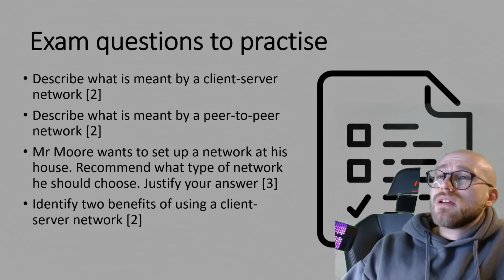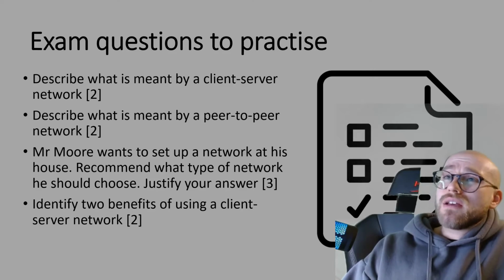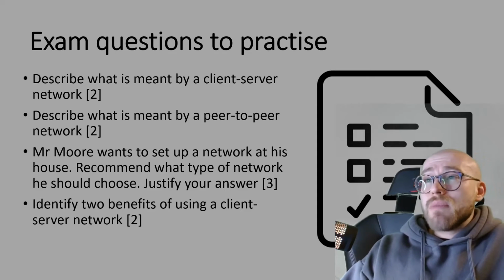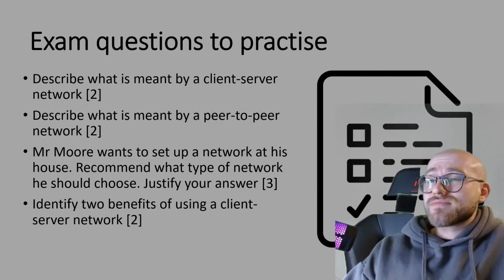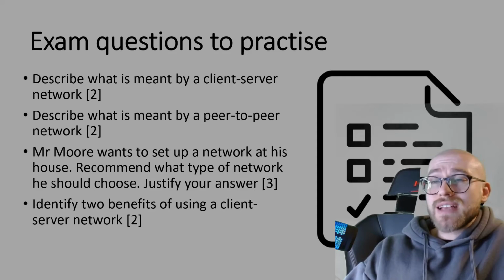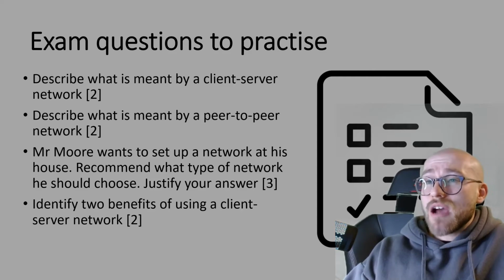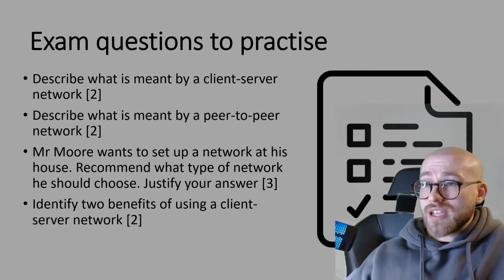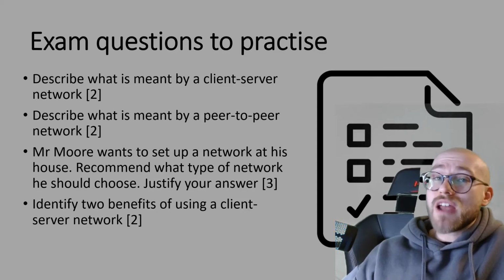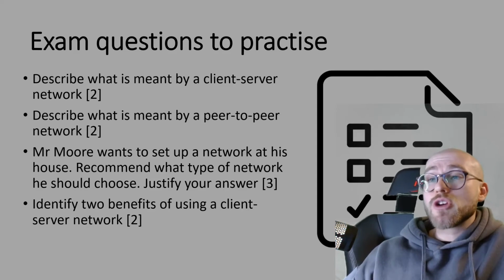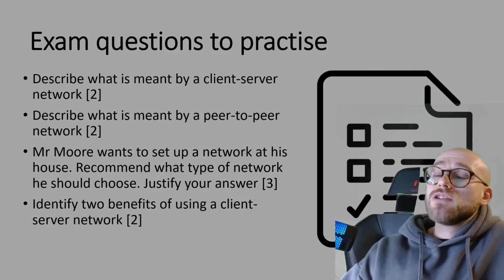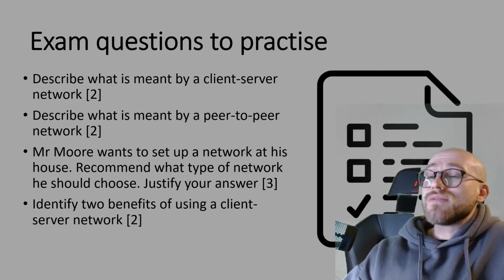Okay, so we've got some exam questions to practice on this topic. So we've got, describe what is meant by a client-server network. Describe what is meant by a peer-to-peer network. Mr. Moore wants to set up a network at his house. Recommend what type of network he should choose, and then justify your answer. So that justifies what makes it a 3-mark question. So you would get a mark for choosing the right type of network, and then an extra 2 marks for a correct justification of whichever network you've chosen. And then finally, identify 2 benefits of using a client-server network.